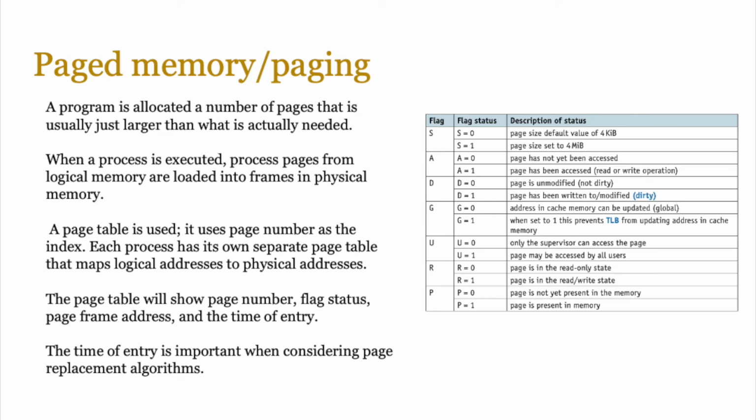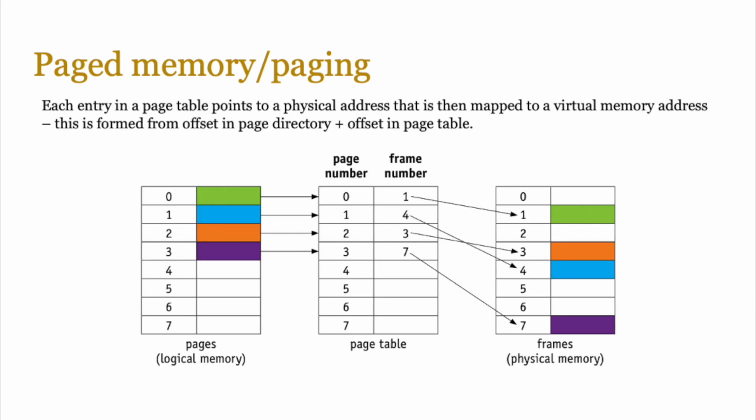And similarly, if you look at the D flag, D equal to 0 means that the page is unmodified. That means it's not dirty. That means it's the same as the version on the hard drive. And if D is equal to 1, that means that there has been an update in RAM and it might need to be written to the hard drive. These flags are very important because they allow you to optimize the reading and writing of pages to main memory and back again. Now on screen is an example of how a page table connects physical and logical addresses together.